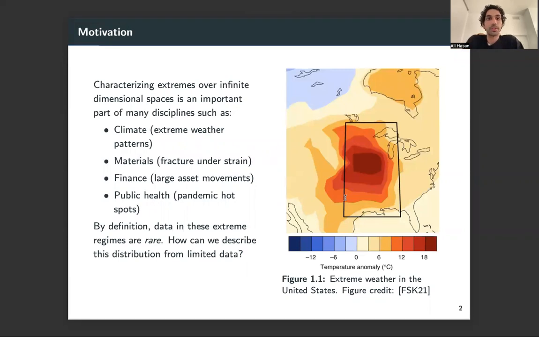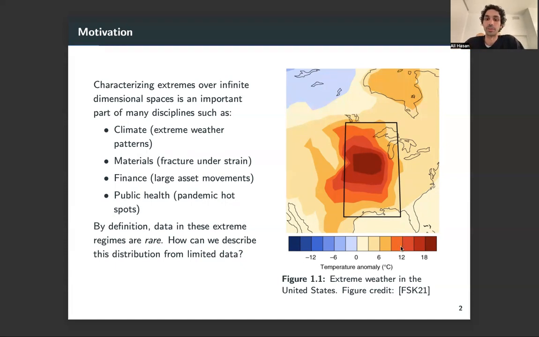We want to characterize extremes over infinite dimensional spaces, which is important in many disciplines such as climate, material, finance, and public health. All of these have different applications, but the difficulty is that data in these extremes are rare, so we need to use some sort of spatial correlations to try to inform these rare events. Our question is, how do we describe these distributions from limited data?